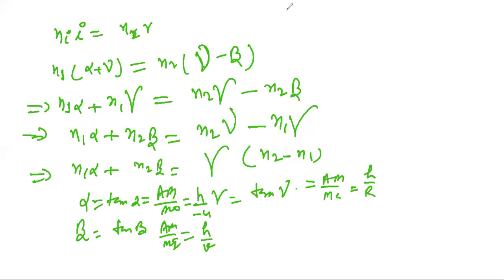Now you substitute the values here. N1, in place of alpha, you write H upon minus U, plus N2, in place of beta, I write H upon V. This is equal to N2 minus N1 times H by R. Are you able to follow? Yes, sir.